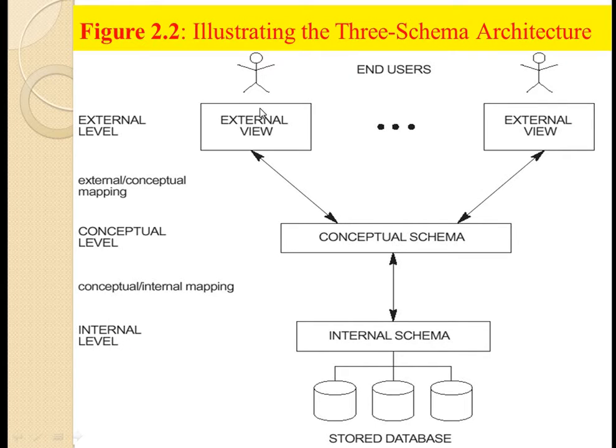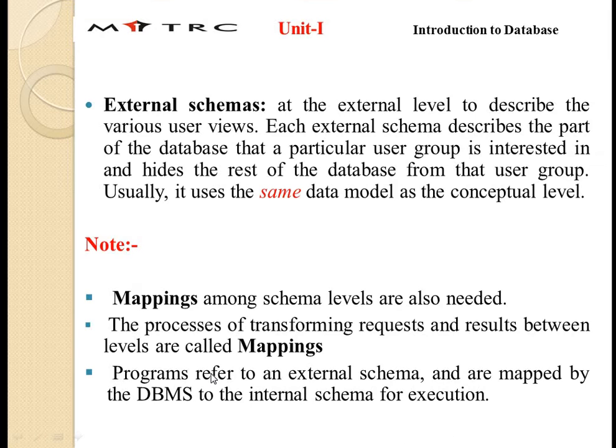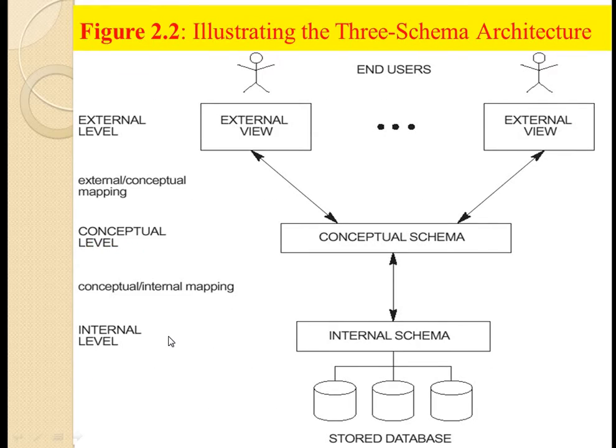At the top, the external view is where the end users are. Next is the conceptual schema, provided by the conceptual level, and the third one is the internal schema representing the internal level. Now, what do these three levels define?